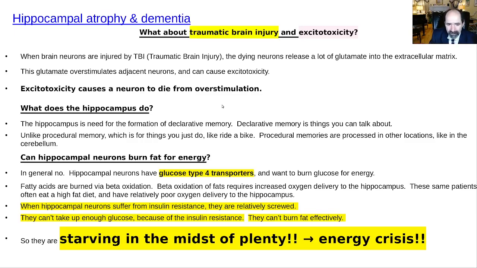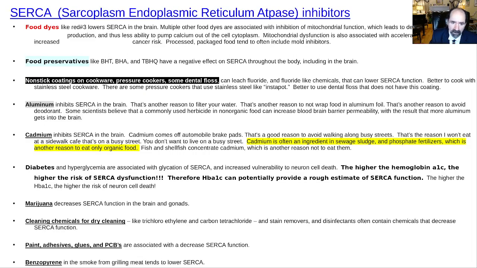So I just say these things because understanding, Pritikin said it, fat is bad. It causes problems, and all the fats are bad. Don't get me wrong. Some are a little worse than others, but they're all bad. This is what we were talking about a moment ago, starving in the midst of plenty, energy crisis because of insulin resistance with the glucose type 4 glucose transporters on important neurons.